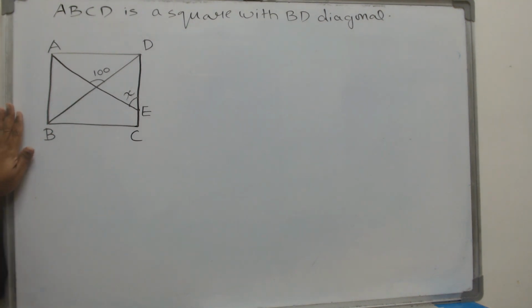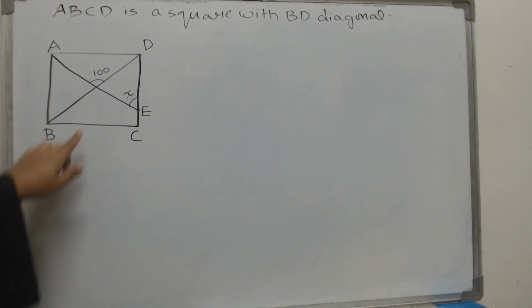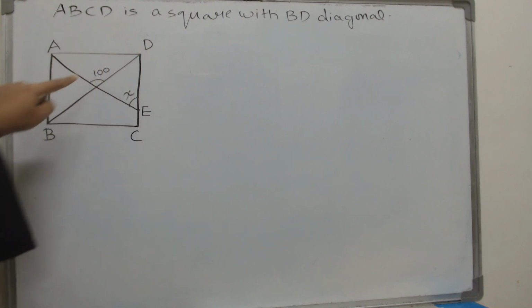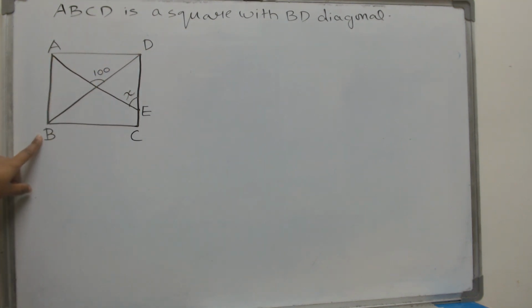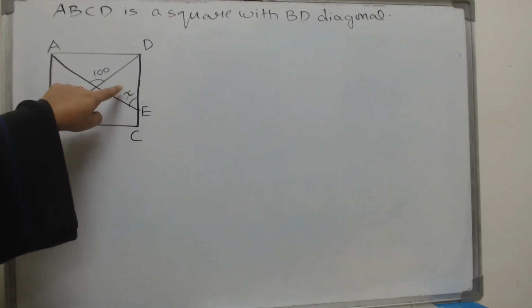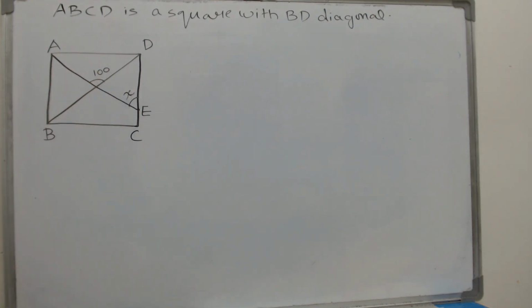Here we are given a square ABCD and one of its diagonals BD is given. We need to find the value of this angle here, X. This is what we need to find.